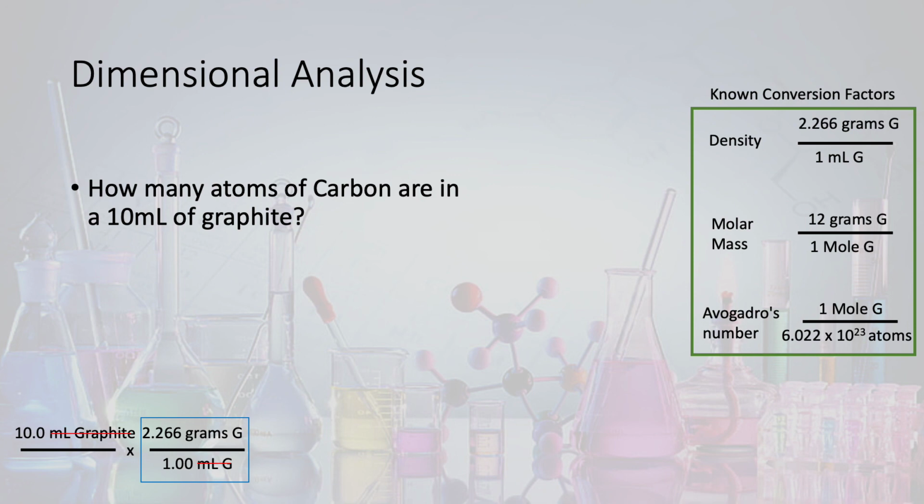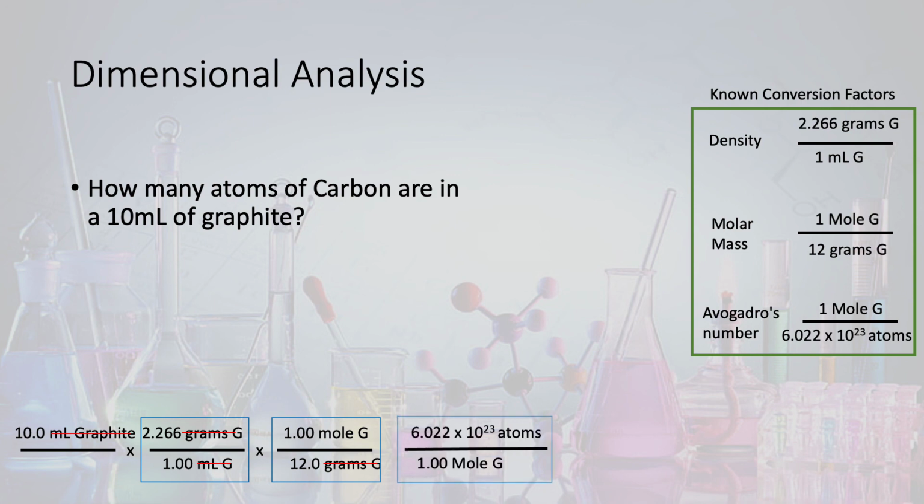Now to convert grams to moles. We invert our conversion factor of 12 grams per 1 mole, which allows us to cancel out grams of graphite, leaving us with moles of graphite in the numerator. And if we use Avogadro's number, which states that for every 1 mole of a substance, there are 6.022 times 10 to the 23rd particles of it, by multiplying our value by this conversion factor, we are left with atoms in the numerator.